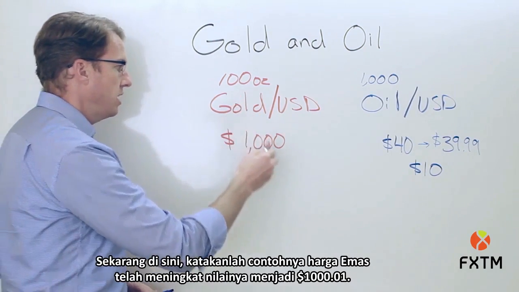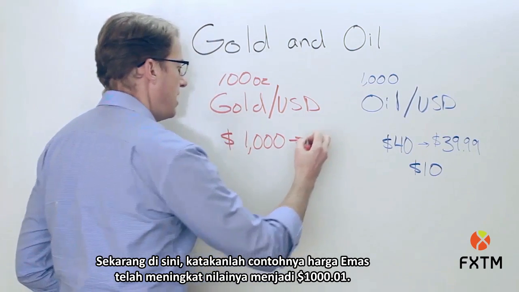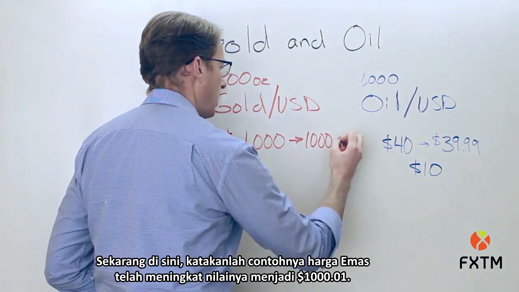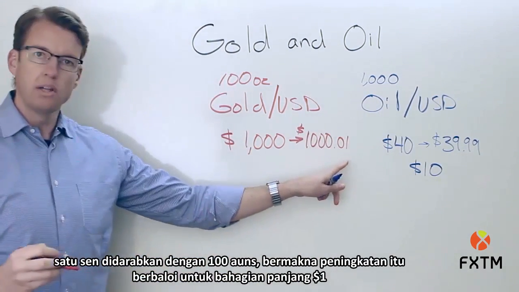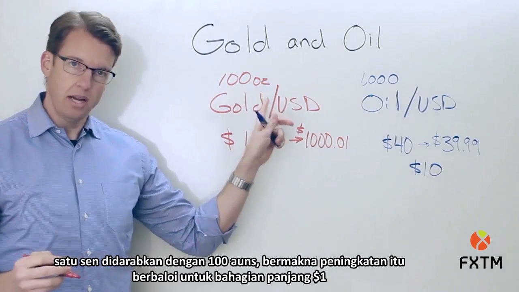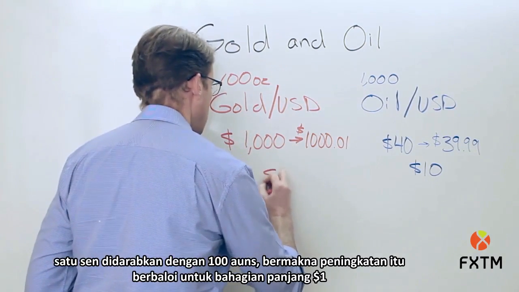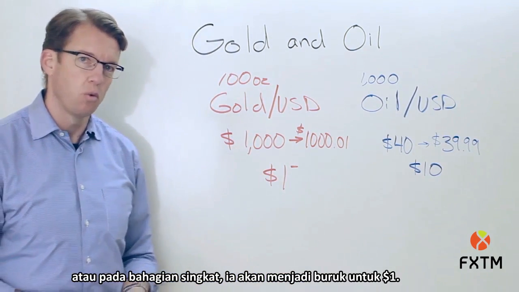Now over here, let's say that the gold price has improved in value to $1,000.01. So it's gone up a little bit. Well, we would take that 1 cent times 100 ounces. So that improvement is worth $1 to the long side, or to the short side, it would be adverse to the tune of $1.